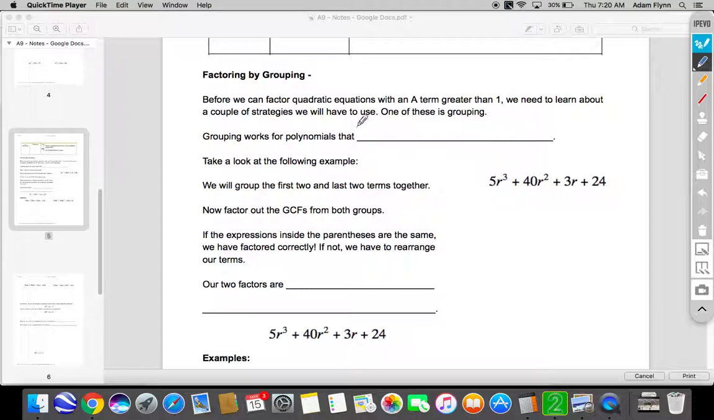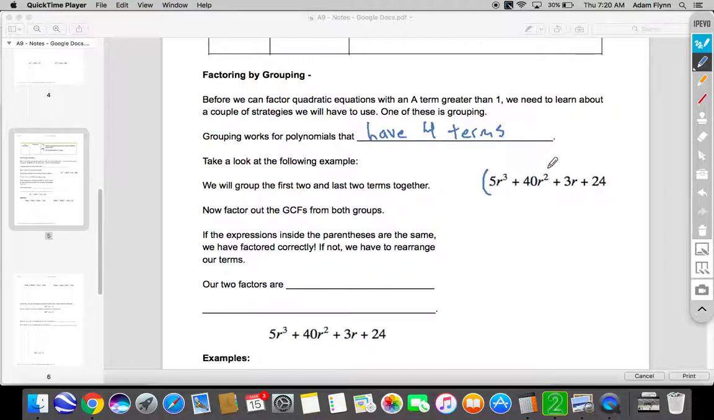Grouping works for polynomials that have 4 terms. And that's pretty much the only background information you need to know at this point. It's best to work through some examples to see how this grouping works. So we will first group the first 2 terms together and the last 2 terms together.